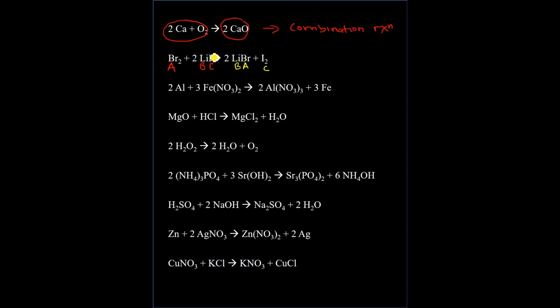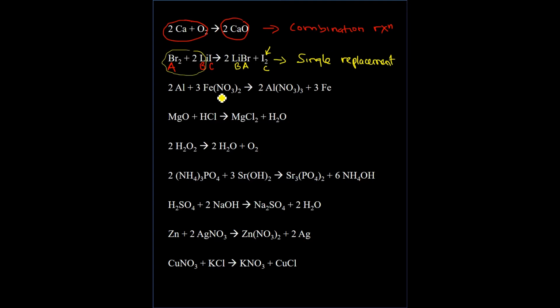So the husband in this marriage will be displaced and become single, right? So A took B and C is displaced. Bromine reacted with lithium, iodine is displaced. So this is called single replacement. Okay? Because this guy right now is single. It's not paired.